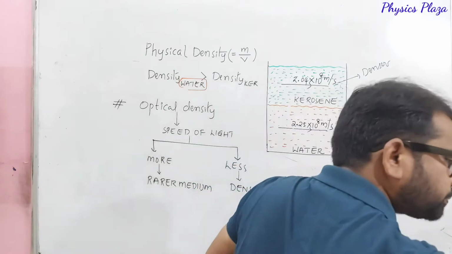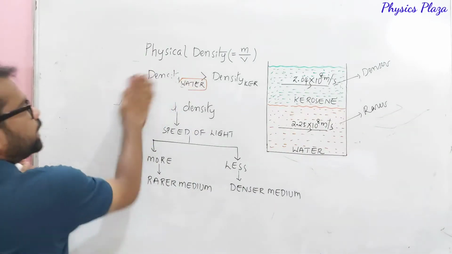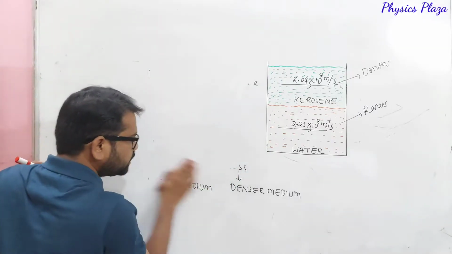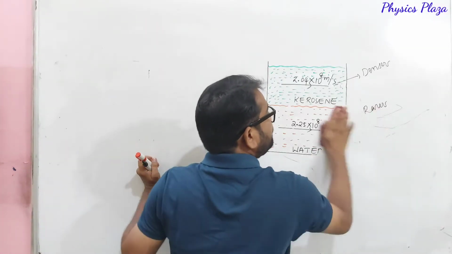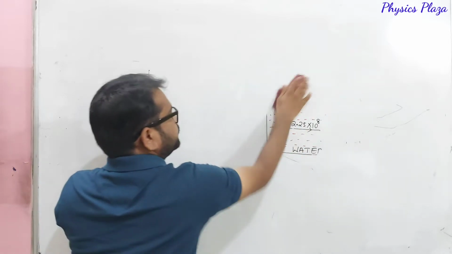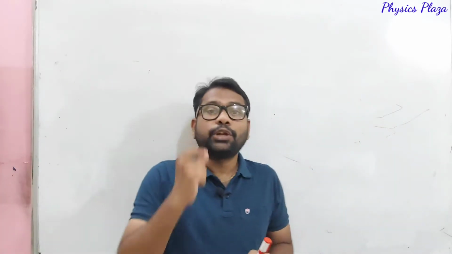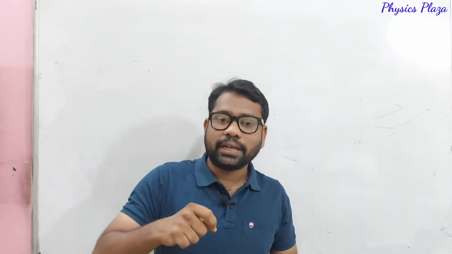Let us see once again. Now we'll try to see what actually refraction of light is, which means what happens when light travels from one medium to another medium. But before that, children, we need to know the speed of the light in a different medium.